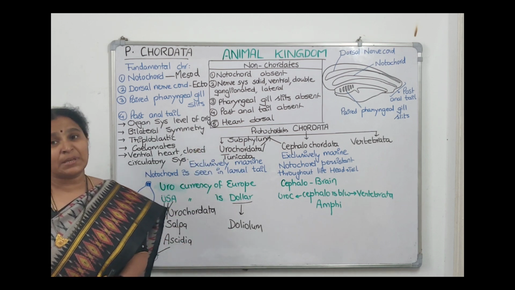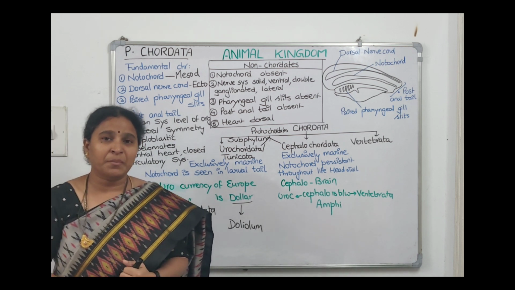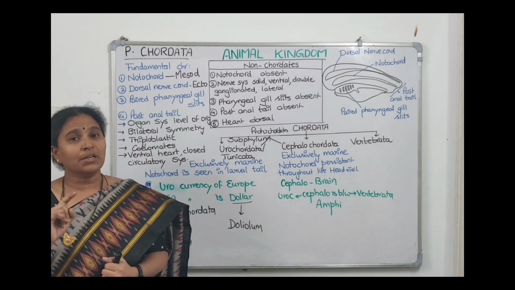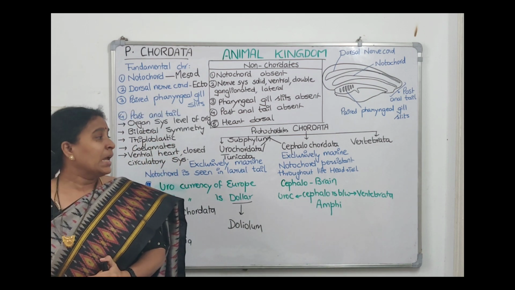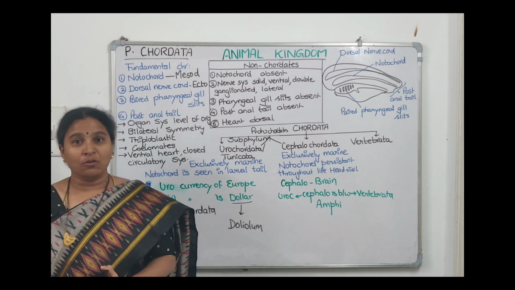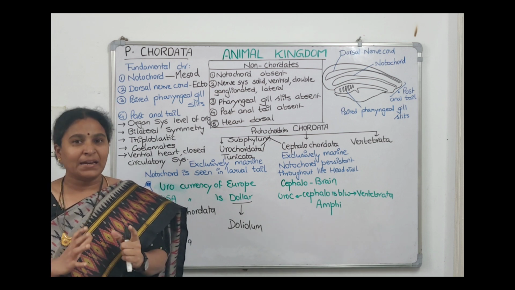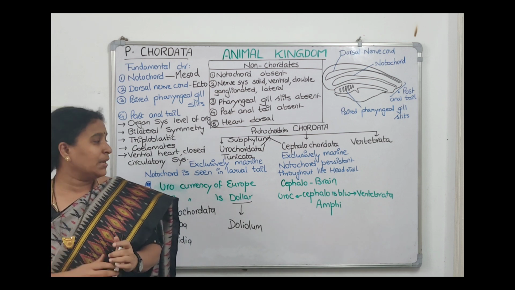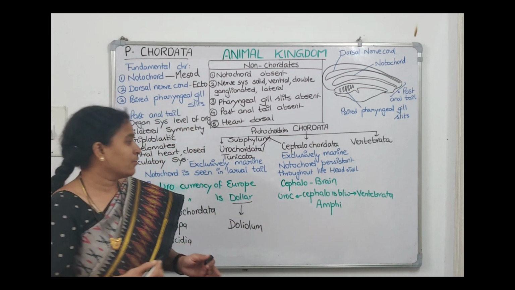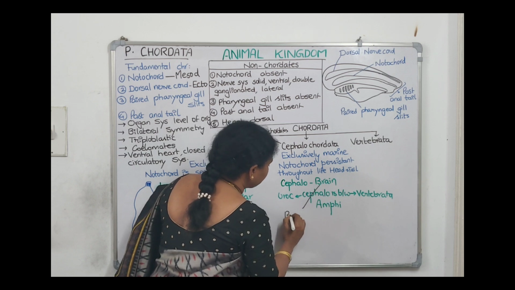Now come to the second subphylum, that is Cephalochordata. We told that they are exclusively marine, and they are called true chordates because the notochord is present from head to tail. And how to memorize the examples of Cephalochordata? Cephalic means head and brain, we can say. So cephalic should remind you about brain. Now if you remember that, you can easily write down Branchiostoma, one example of Cephalochordata.